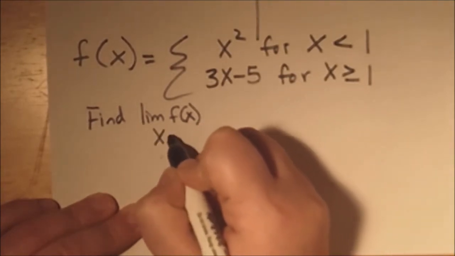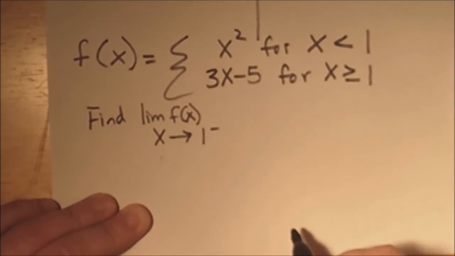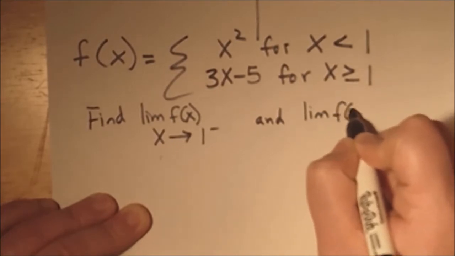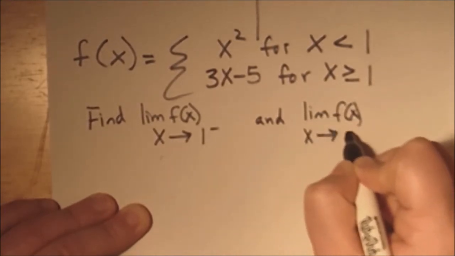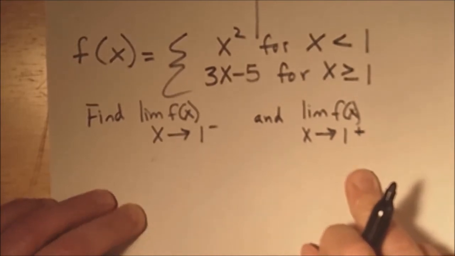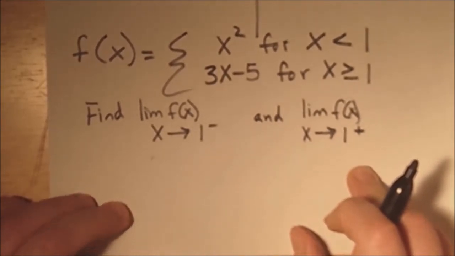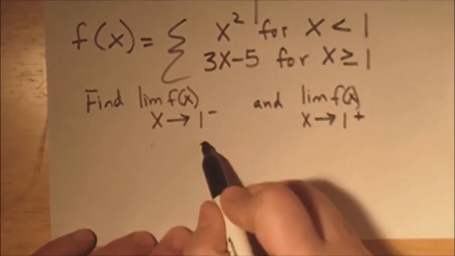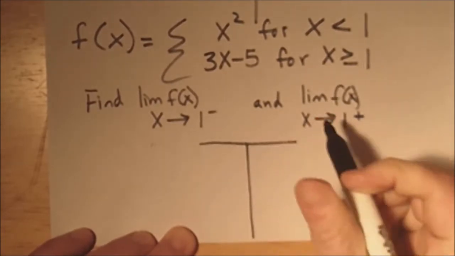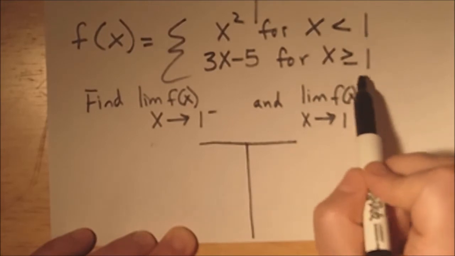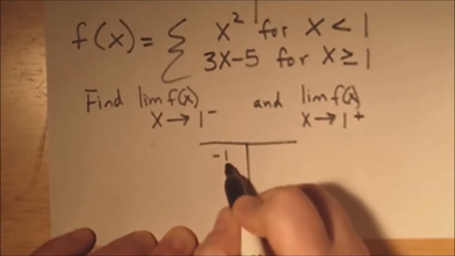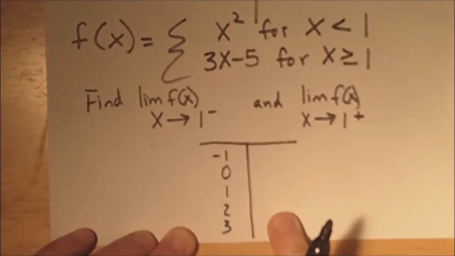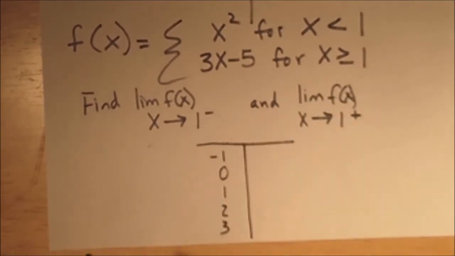as x approaches 1 from the left and the limit as x approaches 1 from the right. If you want to make a graph for this, you really don't need to make the entire graph to be able to find these limits. But if you choose to, it's good to have that visual. As I mentioned before, put 1 on your chart twice. So let's look at some values like -1, 0, 1, 2, 3. So again, take a minute and pause the video and try this example.